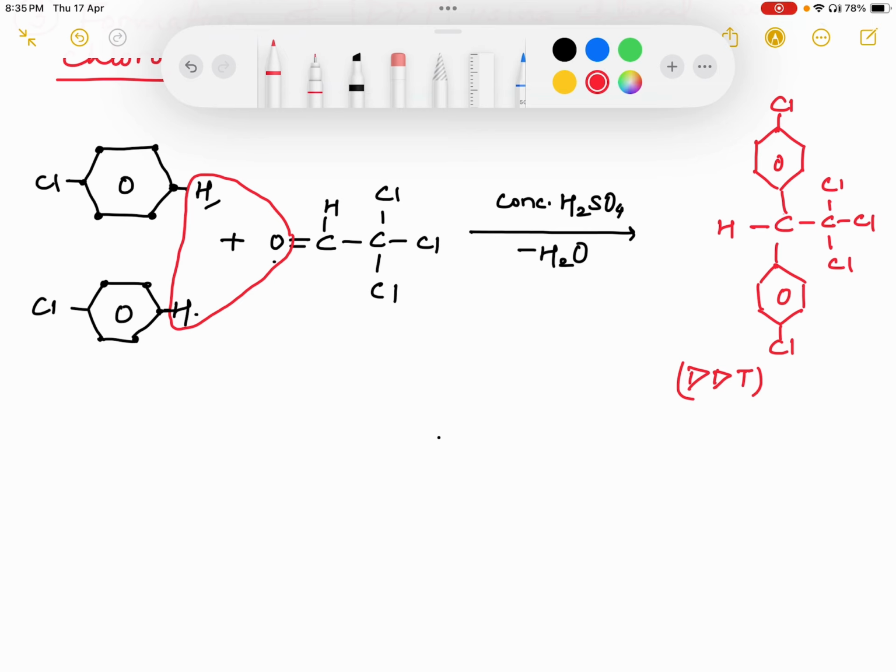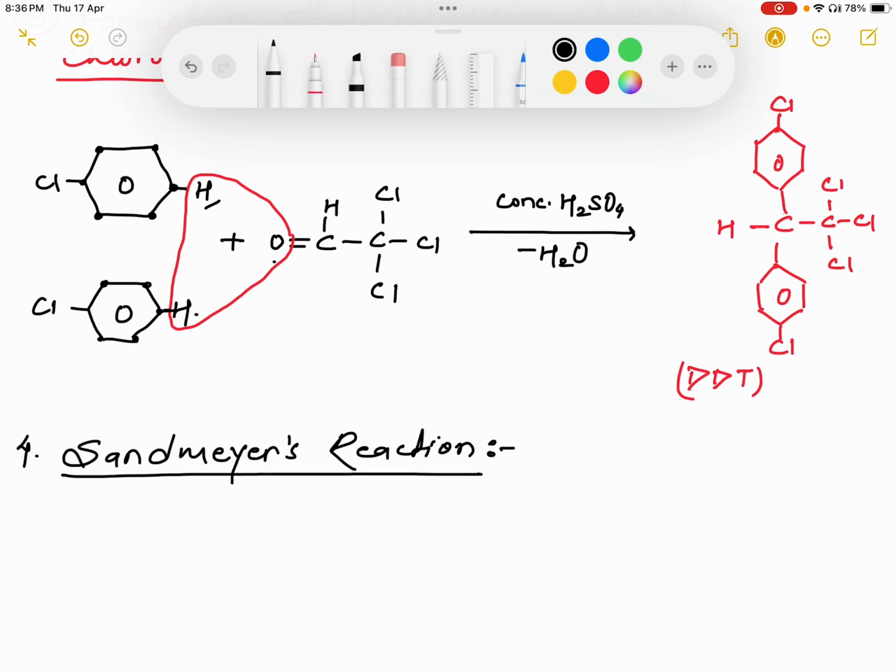Next we have Sandmeyer's reaction. So what is Sandmeyer reaction? Again, Sandmeyer is a very important one. All these questions are must-asked questions. Sandmeyer reaction basically means how you convert diazonium chloride group into chlorobenzene. Basically, it's a technique for the preparation of chlorobenzene.